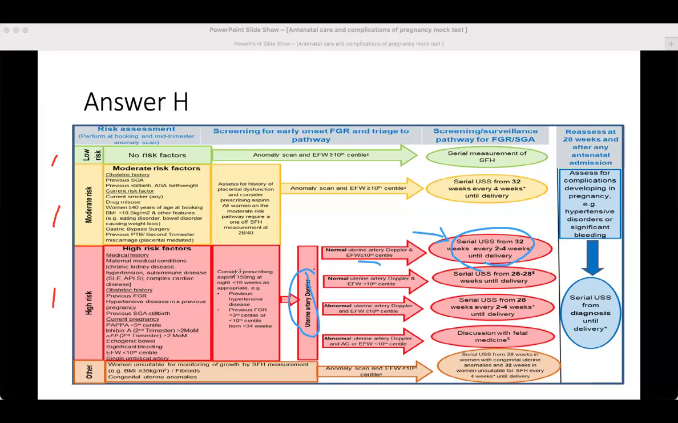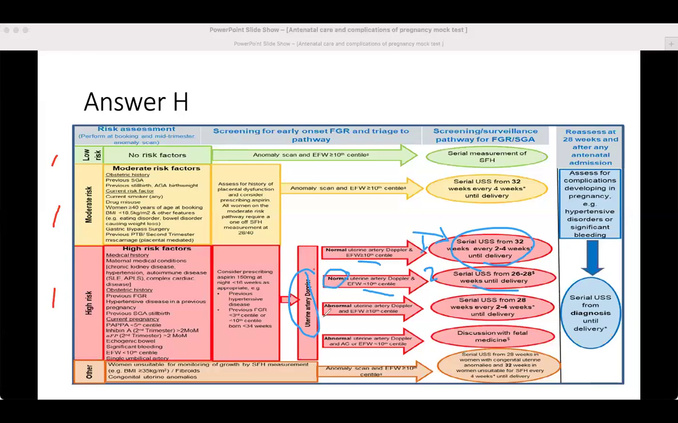Okay, so let's find what if it's a normal Doppler, but the baby is small. Baby is less than 10th centile, and the Doppler is still normal. So we will increase surveillance of the baby, and we will start the serial ultrasound from 26 to 28 plus 6 until delivery. This is the condition number 2 in the high risk population.